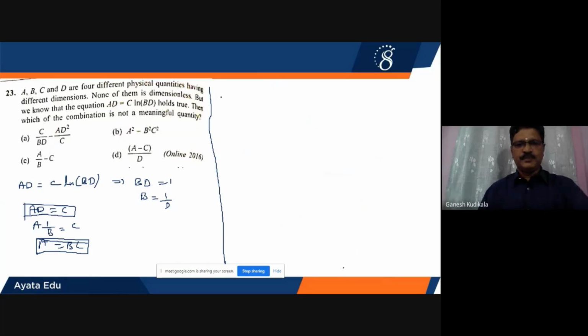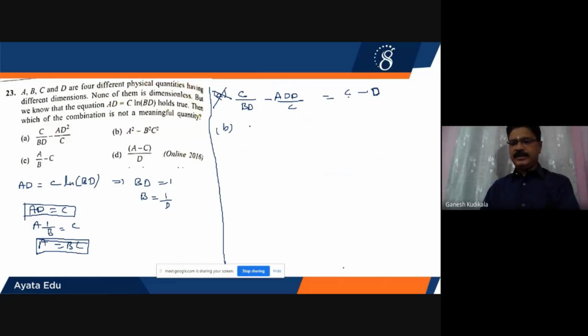Directly, we'll go to the first option. First of all, we'll check which option is correct and which is wrong. In the first option, he said C by BD minus AD square. Now BD value is equal to 1, so C by 1 is C only. The denominator part is dimensionless. AD value is equal to C, so the C's cancel, leaving C minus D. Here we are subtracting C and D, which are different physical quantities. Therefore, this is wrong.